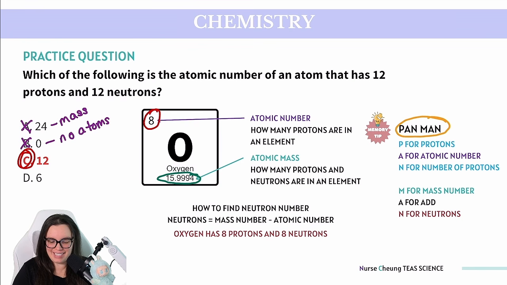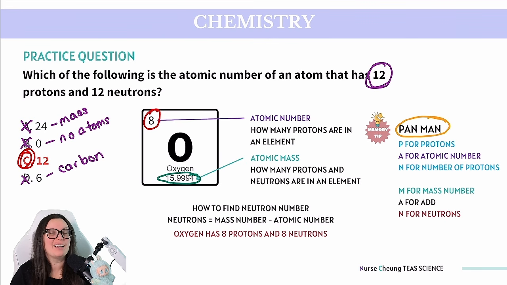And then lastly, D is 6. This is actually the atomic number for carbon. So we're actually looking for an atomic number of 12, right? 12 protons. If we only have 6 protons, we're looking at a completely different element, making D the incorrect answer.